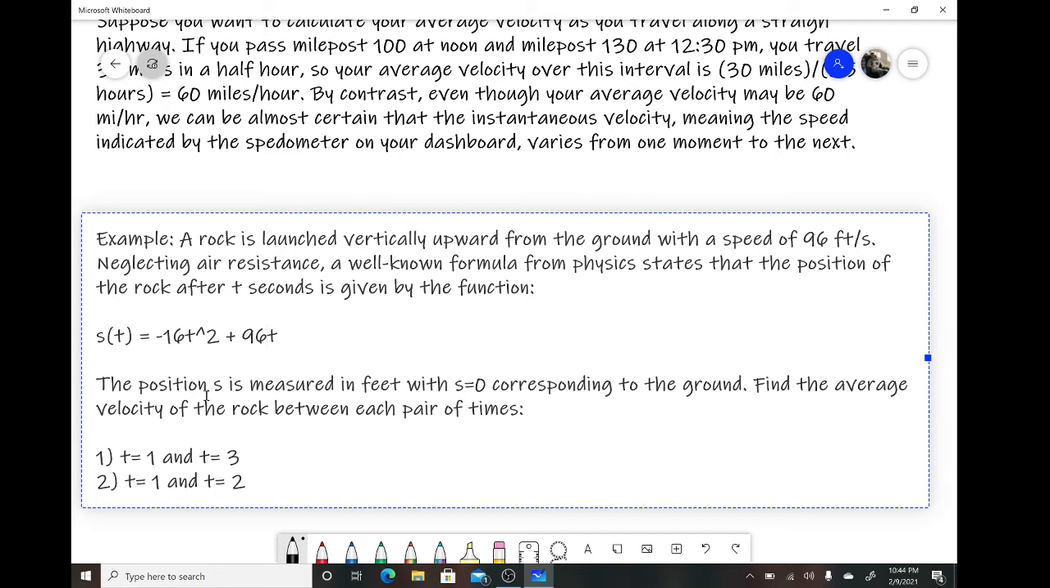Now, we're asked to find the velocity of the rock between each pair of times. So when t equals 1 and t equals 3, and between t equals 1 and t equals 2. Okay?